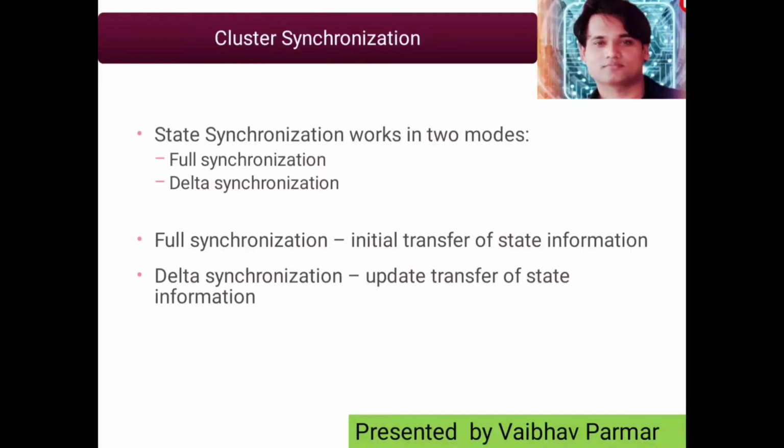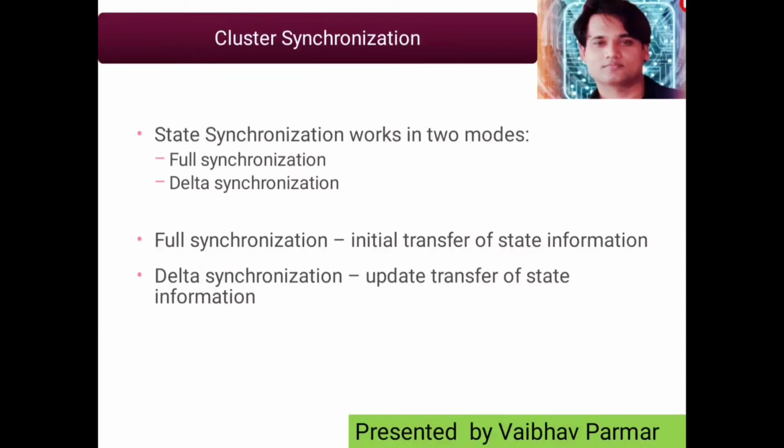whereas delta synchronization transfers changes in the kernel table between cluster members. Only the changes which are newly happening or which are not synced pass to the new active member using delta synchronization. Delta sync is handled by the firewall kernel using UDP multicast or broadcast on port 8116.